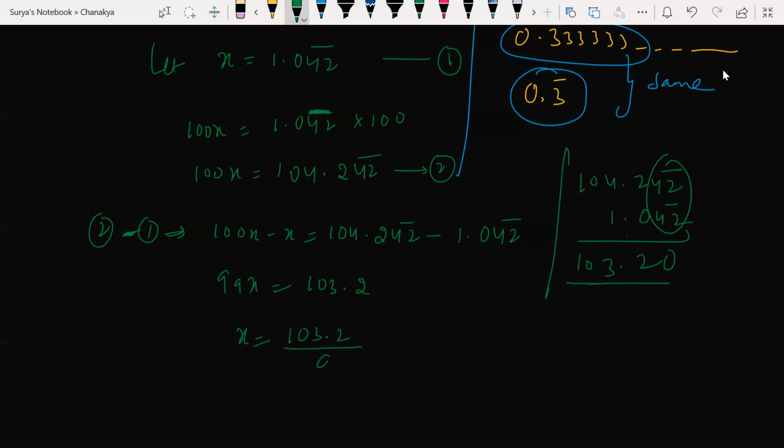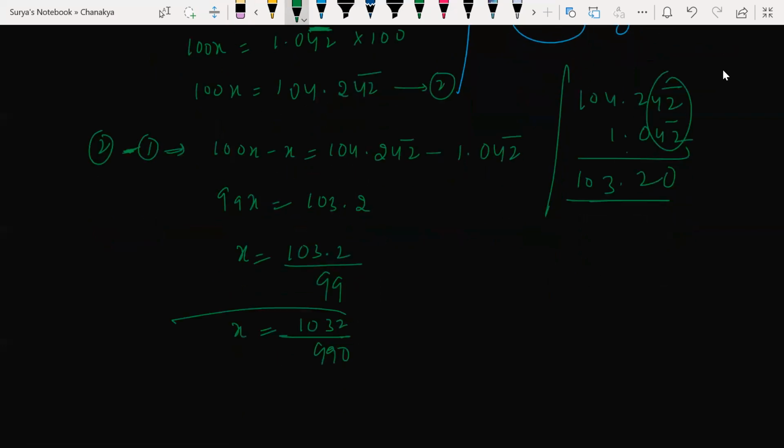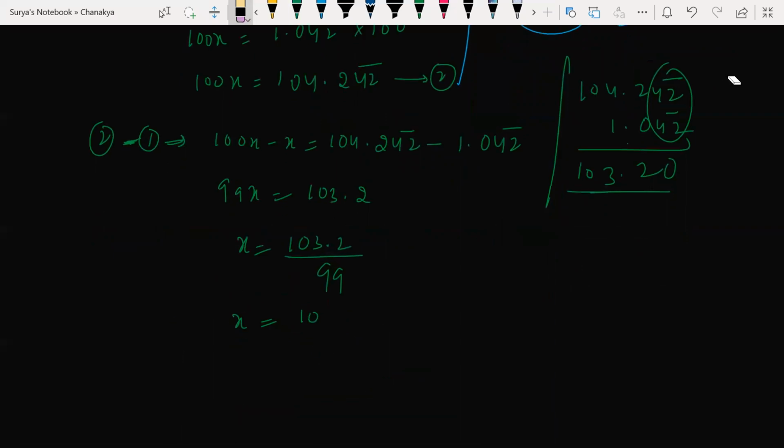103.2 divided by 99. So x is equal to 1032 divided by 990. Getting my point? Understood how I wrote this? Is it clear how we wrote 990? Why? Because this can be written like this, whole divided by 99.